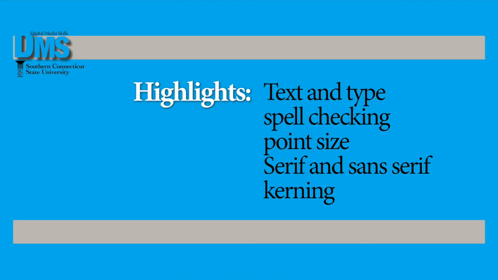So in this section, we've talked about setting text into a box, being able to do spell checking on your text editor, setting type into a specific typeface and font, and the difference between sans serif and serif type, and how you might kern type.